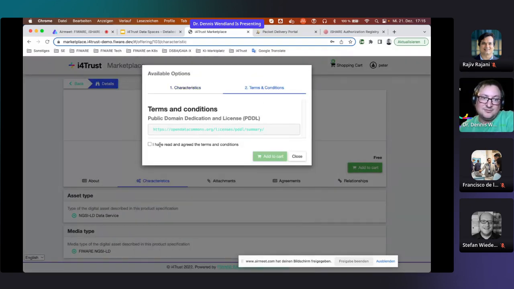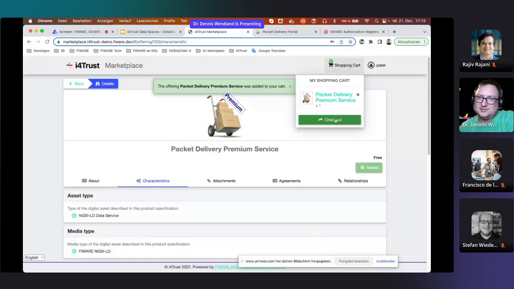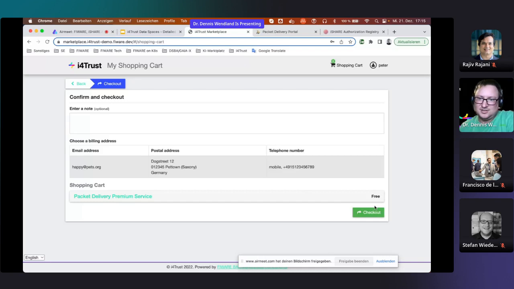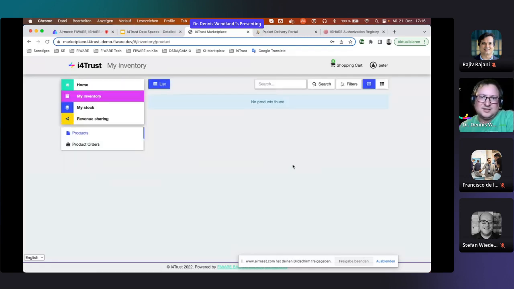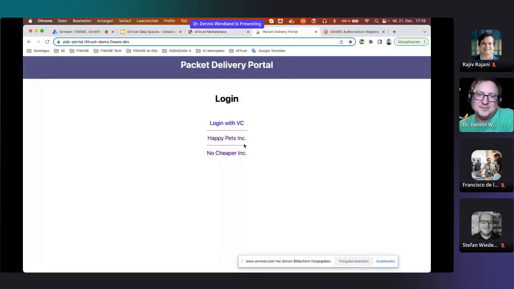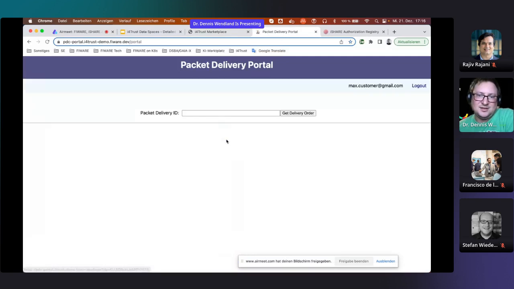I will review this again, add it to my cart, perform the checkout. We have not put a price plan on it, but basically this could be some price plan, for instance. What happened now is that the marketplace created a policy in the registry of the packet delivery company, which states that from now on Happy Pets is allowed to delegate access rights to their customers. So now let's try again.